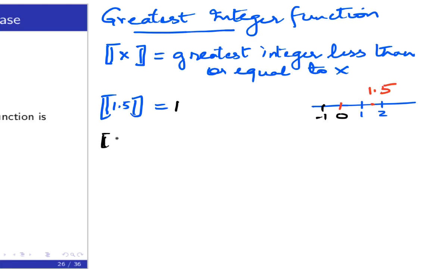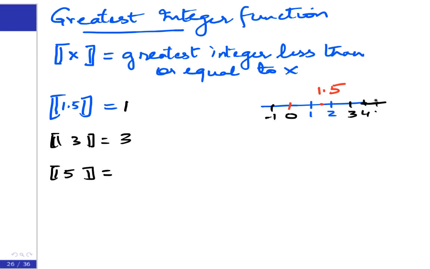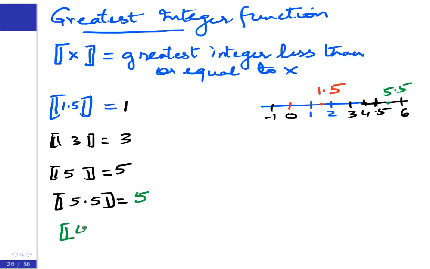Okay, let's take another example. Say 3. Now, if you get over here, this is my 3. So look at all the integers which are less than or equal to 3. The number is 3. Okay, let's talk about 5. So that means you have 4, you have 5. So greatest integer less than or equal to 5 is 5. Let's look at, say, 5.5. That means it's a number lying between 5 and 6. So what is the greatest integer less than or equal to 5.5? 5.